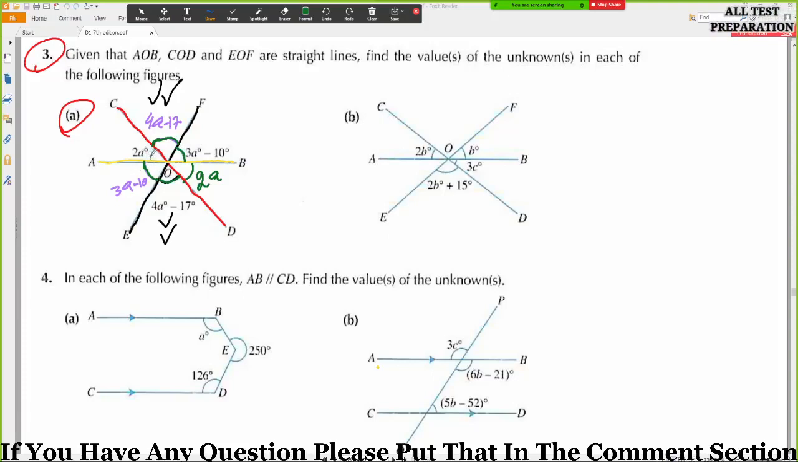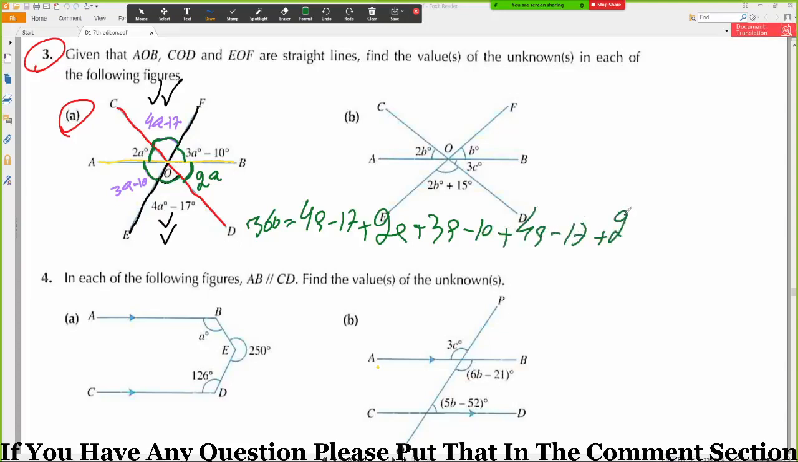Similarly, look at which lines this angle is touching: red and yellow. Here, yellow and red. So they are touching the same lines, so that's why these two angles will also be equal to each other. Now you know that the 360 degree angle is equal to the summation of all these four angles. You solve this, so you will get the value of a.